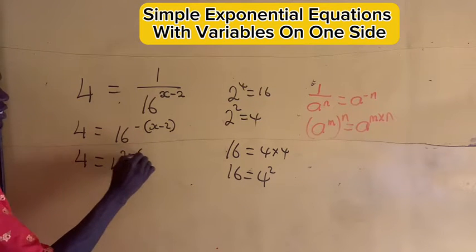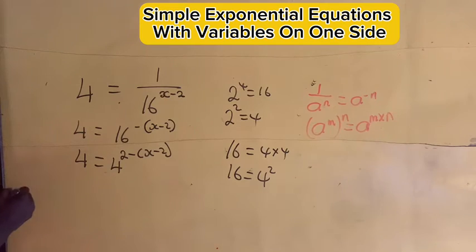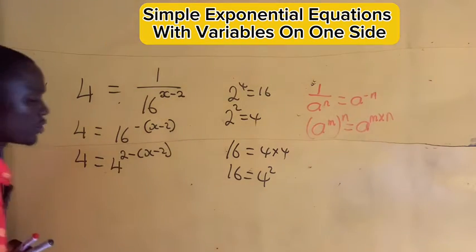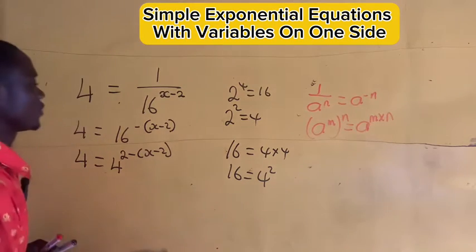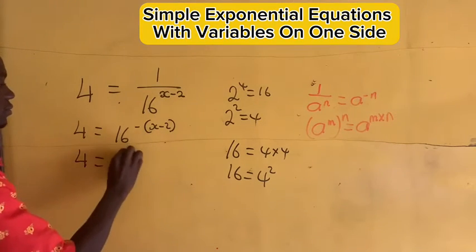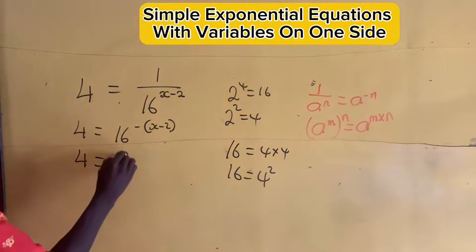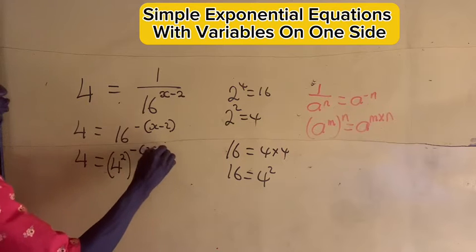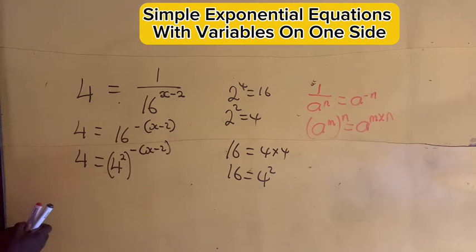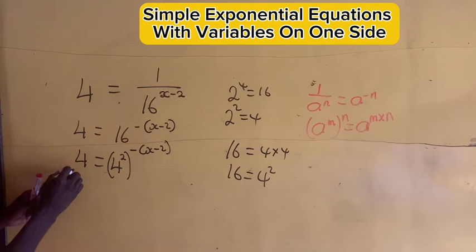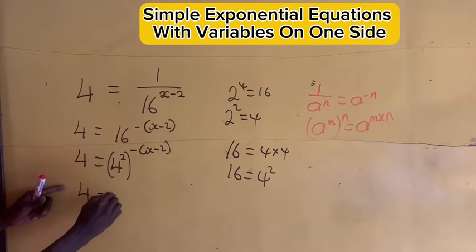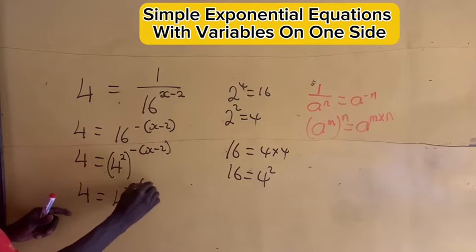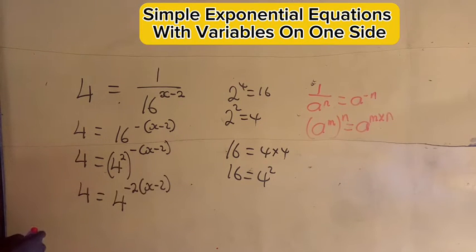Now, don't do minus x minus 2. No. This is 4 power 2, and this is also a power. So what we can do is that we have 4 power 2, and we have our minus x minus 2, like this. So here we have 4 equals 4 power 2 times negative gives negative 2x minus 2, like this.